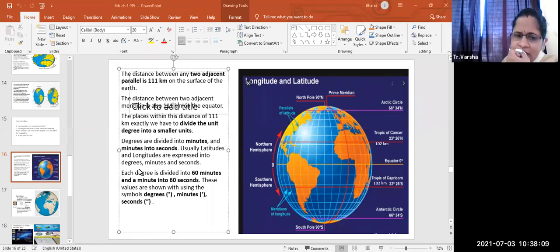Each degree is divided into 60 minutes and a minute into 60 seconds. These values are shown using symbols.